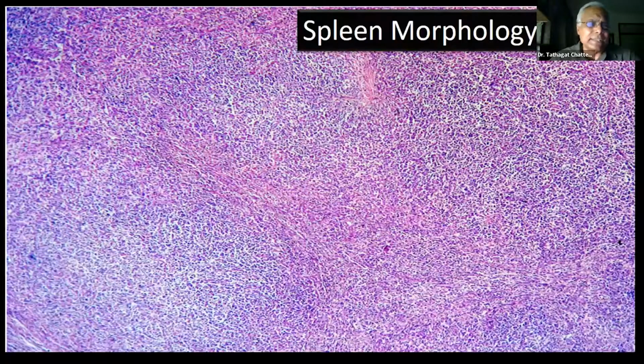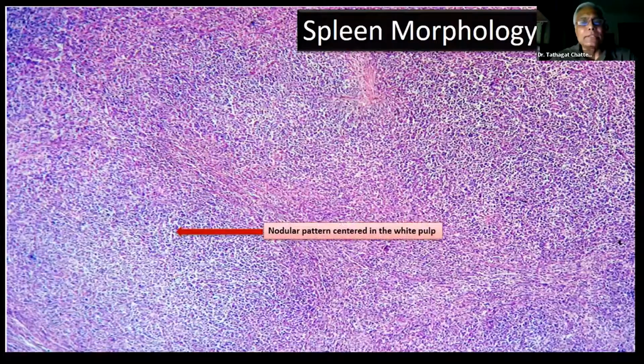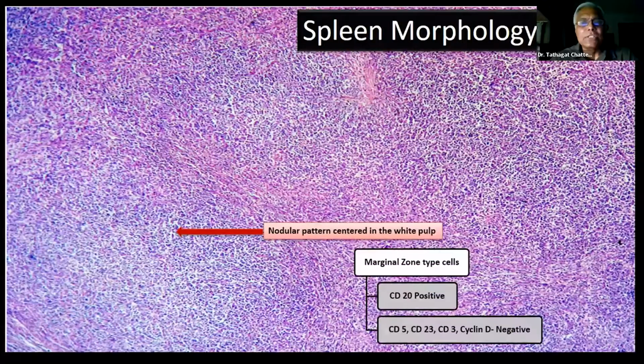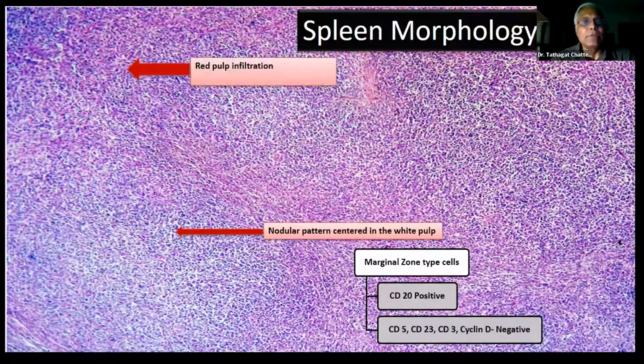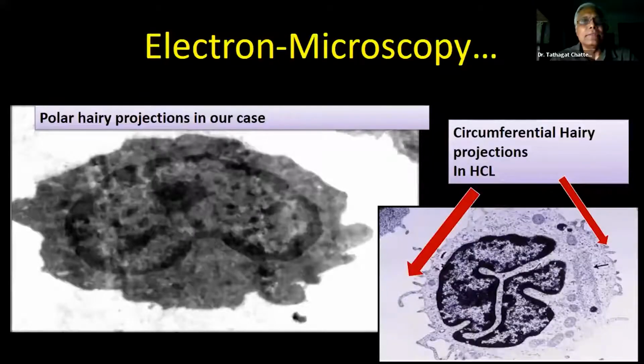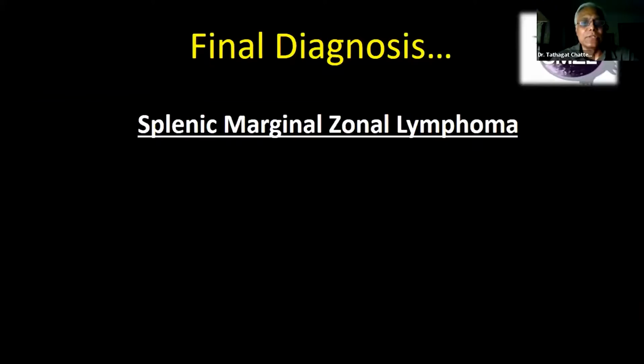The clinicians had enough from us and we did a splenectomy. This was the spleen morphology. And what did we see? We saw a nodular pattern centered in the white pulp, the marginal zone type cells. They were CD20 positive and negative for CD5, CD23, CD3, and cyclin D1. We also saw red pulp infiltration, and we did an EM for polar hairy projection, which was seen in our case, whereas in classical hairy cell you see circumferential projection, which was not seen. So it was splenic marginal zone lymphoma.